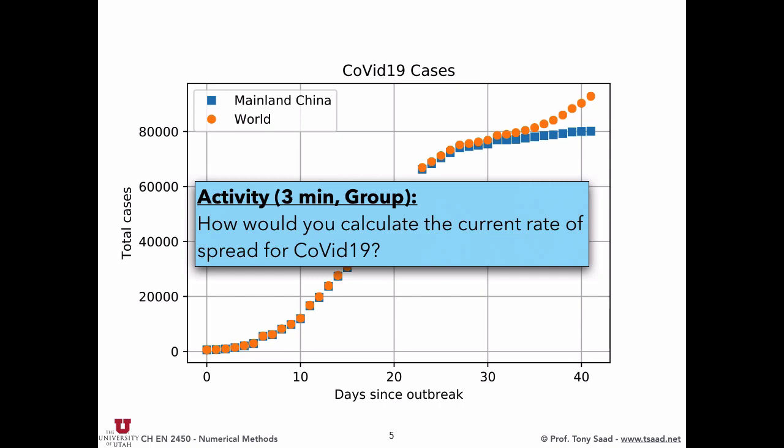So also think in terms of what we've done in class. We did interpolation, we did regression, anything that could give you a quantity, something to calculate a rate of change, okay? So we want number of cases per day, right? That's the rate of spread, okay?